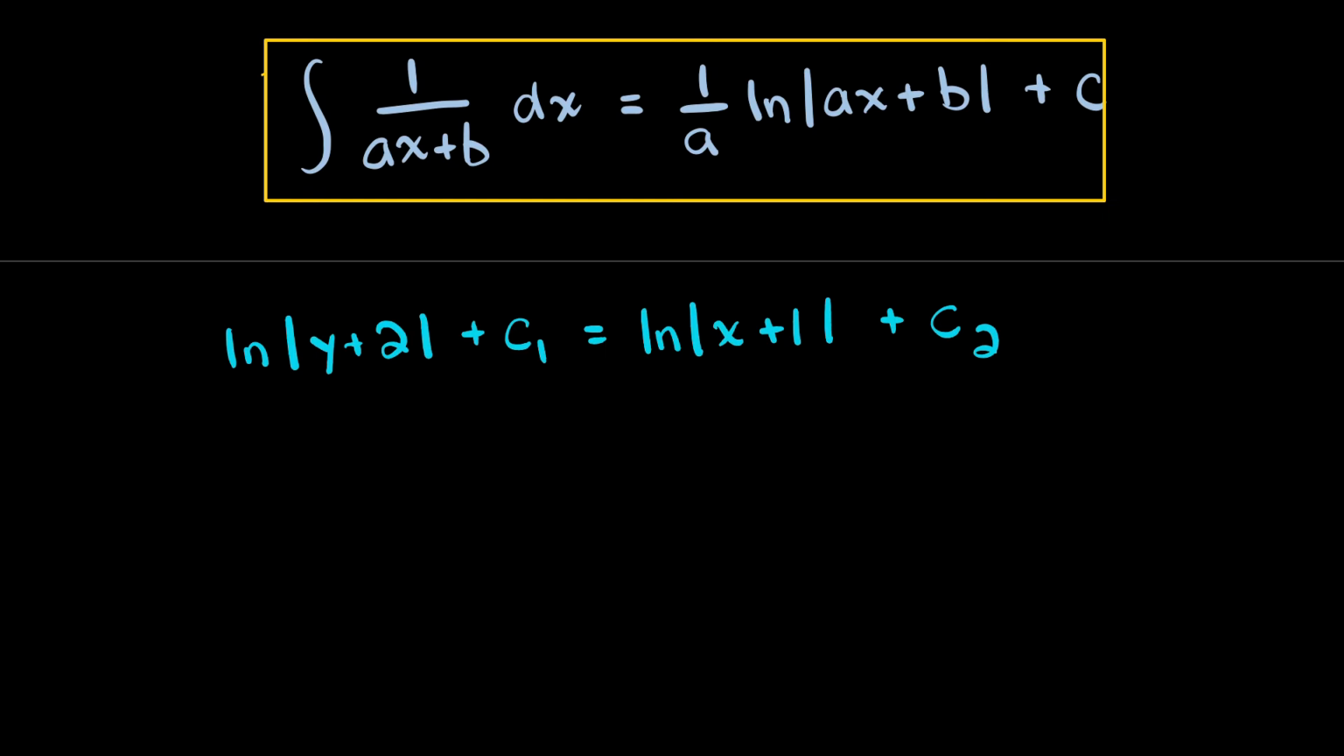Now, because we know that y is always greater or equal to 0, and we know that x is greater or equal to 0, we can now drop the absolute values because y plus 2 is always going to be positive, and x plus 1 will always also be positive. So we can simply write it like this. Now the other thing to note is that because we have two constants, we can just lump both of these as one constant.